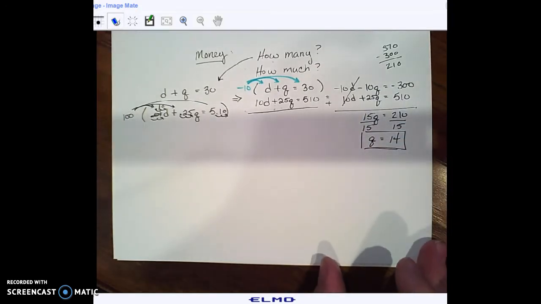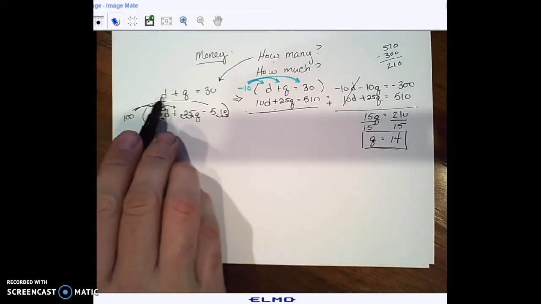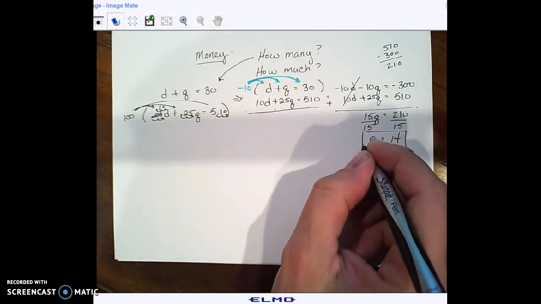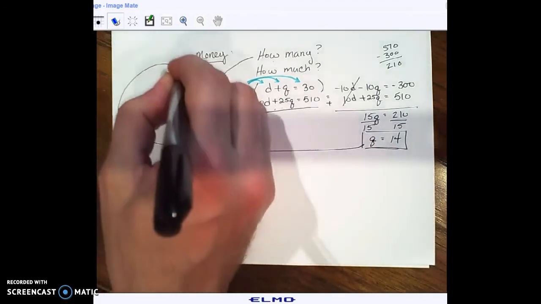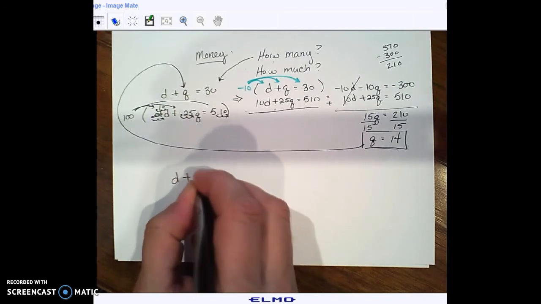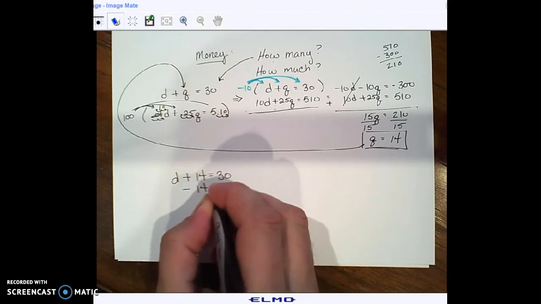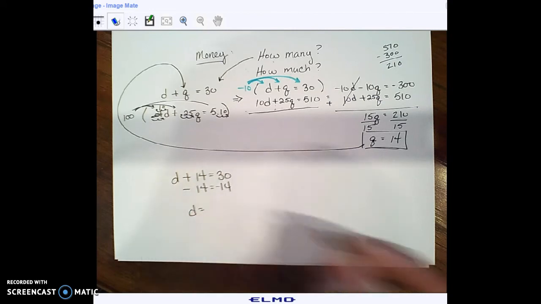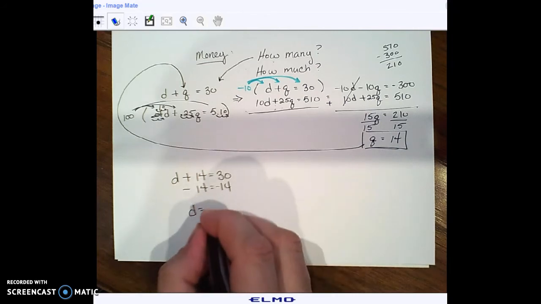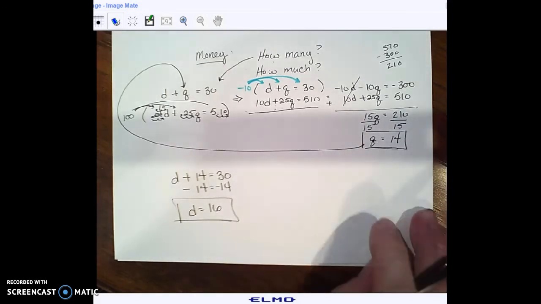Well, that's good, because I'm wanting to know how many of each I've got. Well, I know my number of quarters is 14, but I also know that the number of dimes plus the number of quarters is equal to 30. So all I have to do is plug this in for my number of quarters. So dimes plus 14 is equal to 30. Subtract 14. Subtract 14 gives me that dimes are equal to, well, 6 will get me to 20, and 10 will get me to 30, so that will get me to 16. So now I know that I have 16 dimes and I have 14 quarters.